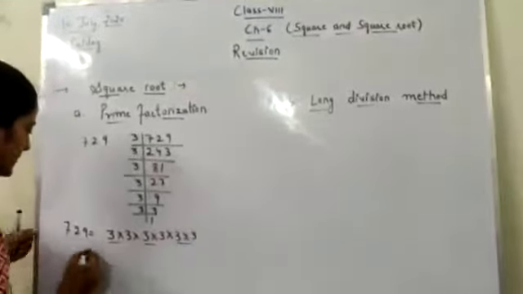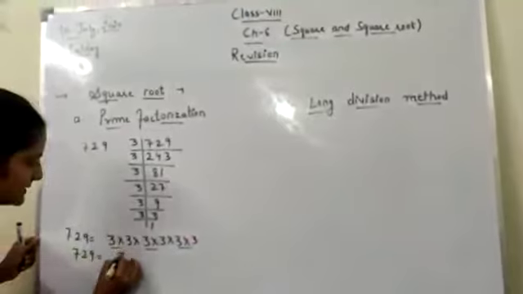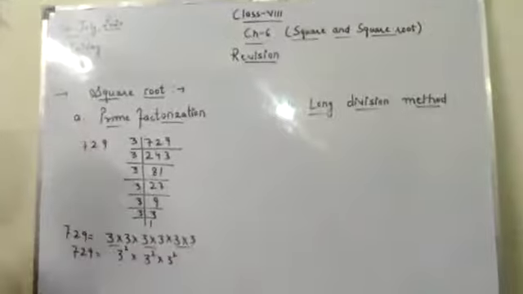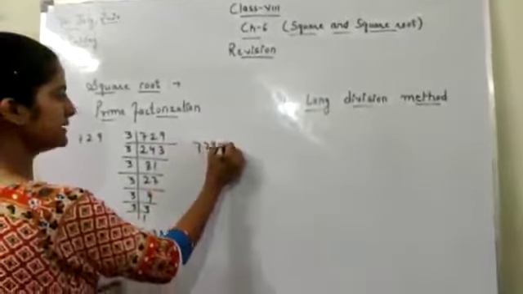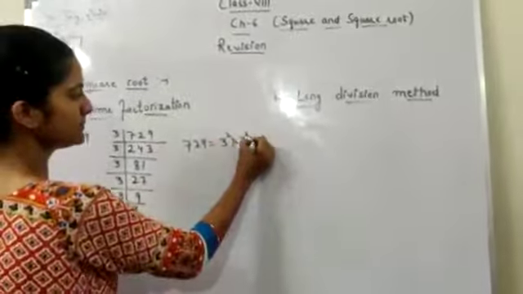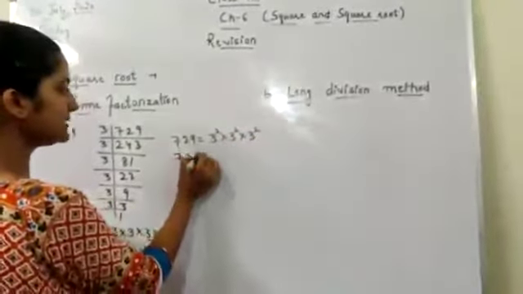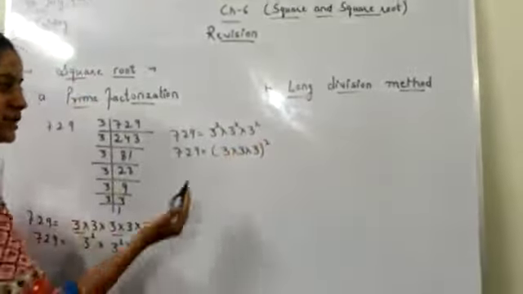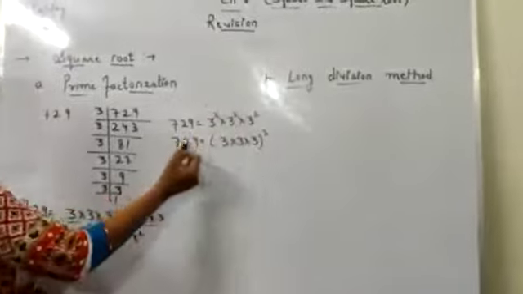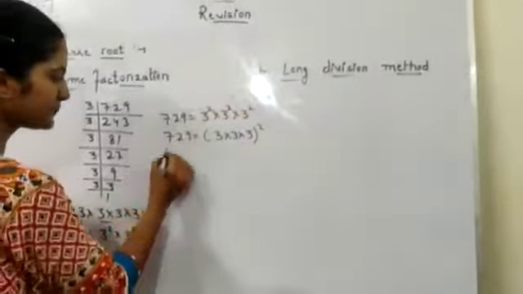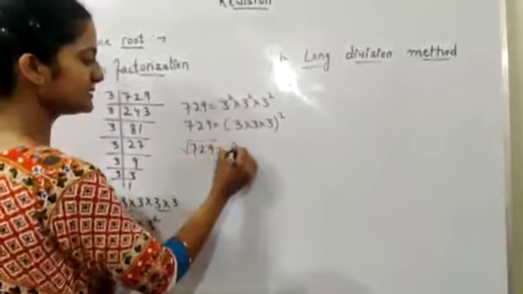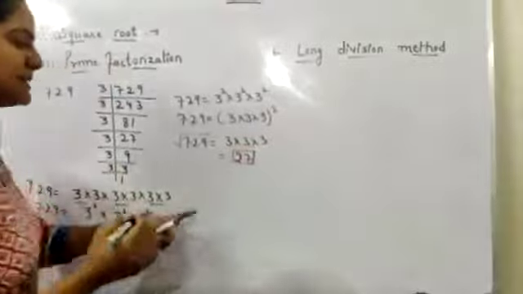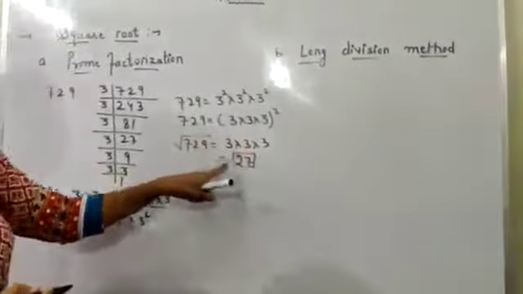1 pair, 2 pair, 3 pair. So we can write it like this: 3 raised to power 2, 3 raised to power 2 and 3 raised to power 2. So 729 is 3 raised to power 2 three times. We can take this power as common, and whenever we take the square on this side, it becomes the square root. So the square root of 729 is 3 into 3 into 3 and the answer is 27. It means 27 is the square root of 729.